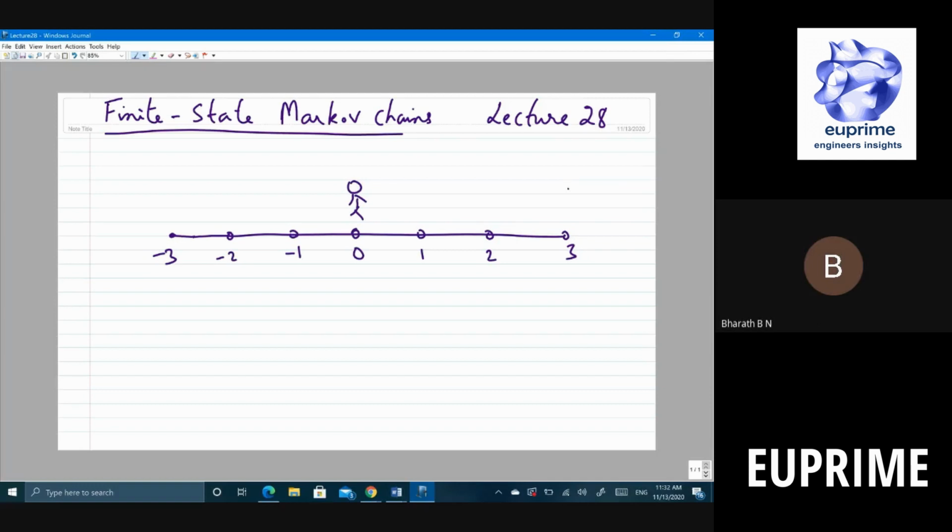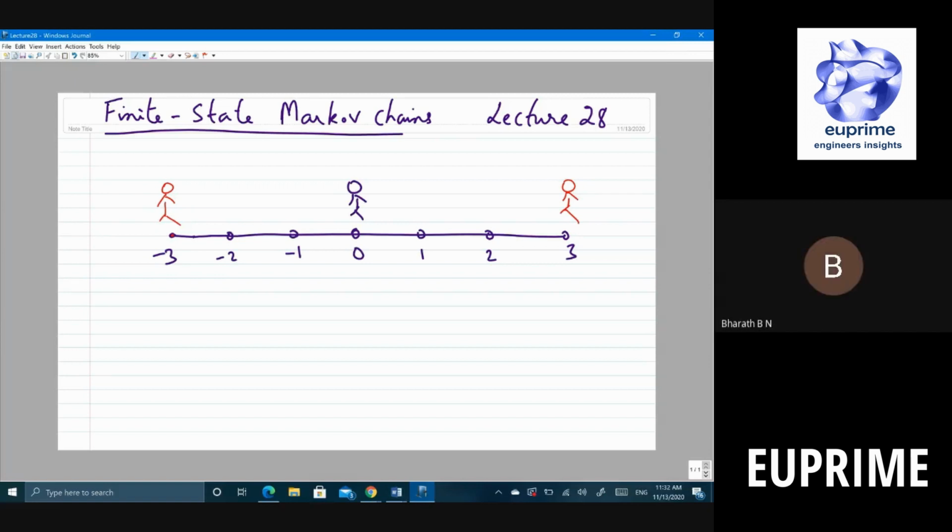Supposing he reaches this state, then he's going to move to, let's say, 2 with probability p. Suppose again he's going to toss the same coin. He's going to move to the position 2 if it is head. Otherwise he's going to move to position -3. Likewise here, if it is a head, he'll move to -2, otherwise he'll move to 3. Is that fine? Yes, sir.